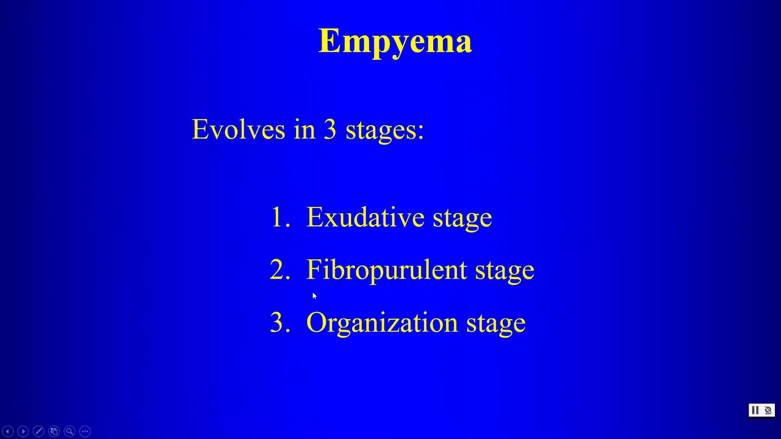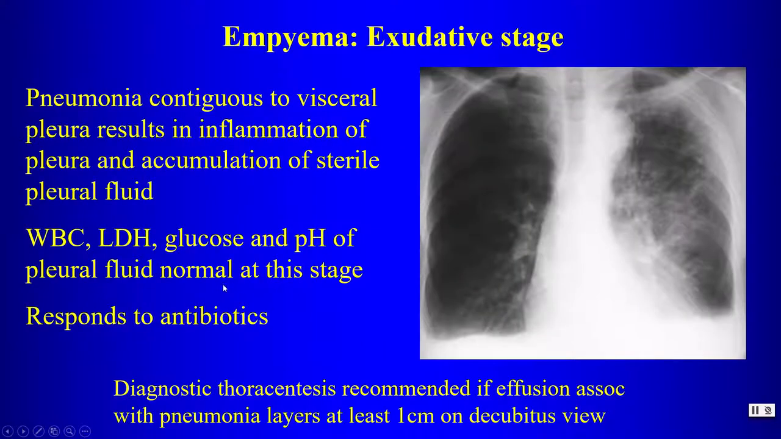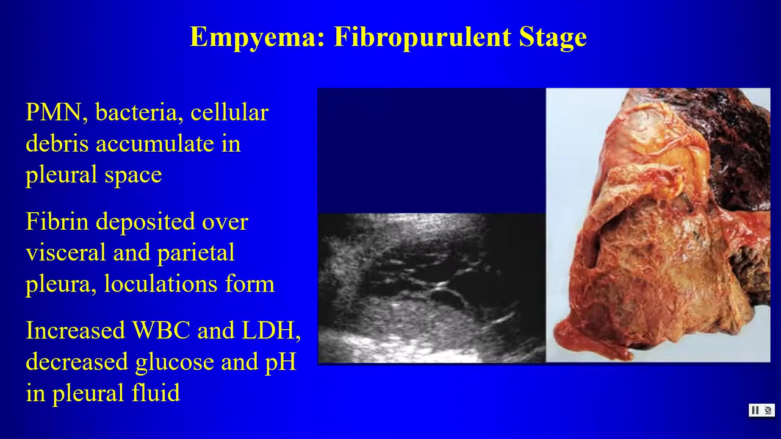So empyema typically evolves in three stages. We have the exudative stage, the fibropurulent stage, and the organization stage. So in the exudative stage, we have pneumonia contiguous to the visceral pleura that results in inflammation of the pleura and accumulation of sterile fluid. So at this point, the lab values, if you tap the pleural fluid, will be normal. This does respond to antibiotics. And so diagnostic thoracentesis is recommended if we have an effusion associated with pneumonia that layers at least 1 centimeter on the decubitus views.